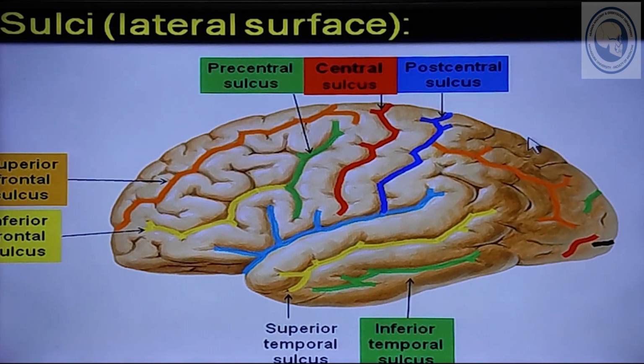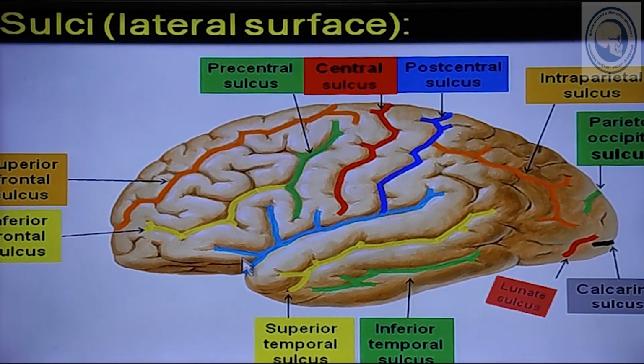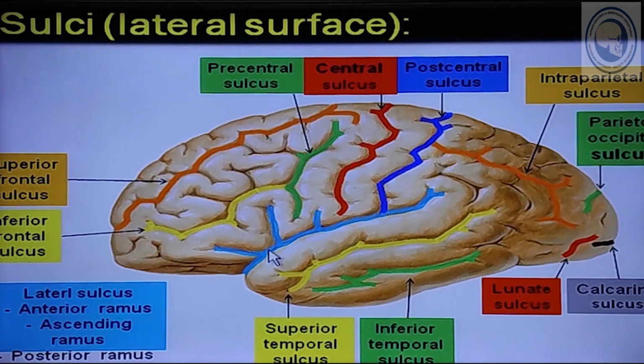Also, in the parietal lobe, we will have a curved sulcus. This sulcus is called intraparietal sulcus. And don't forget the extensions of the two major sulci present on the medial surface that appear on the lateral surface. This is the parieto-occipital, and this blackish one is the calcarine. We also have a curved sulcus that surrounds the terminal end of the calcarine sulcus called the lunate sulcus, and don't forget the lateral sulcus and its three rami: anterior, ascending, and posterior ramus.